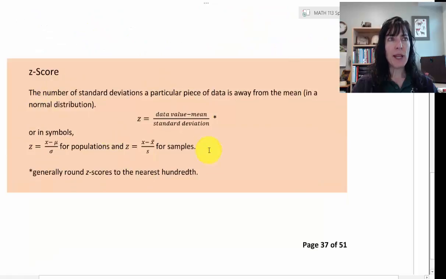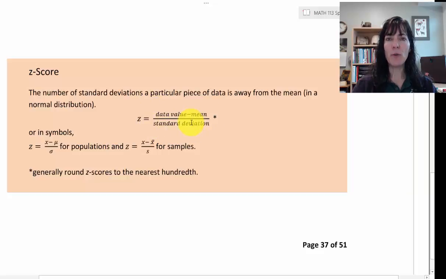So we will use a z-score, because it will tell us how many standard deviations away from the mean we are for a particular piece of data. As long as we have a normal distribution, it'll tell us that. So what we do in words, it is z equals the data value minus the mean over the standard deviation.